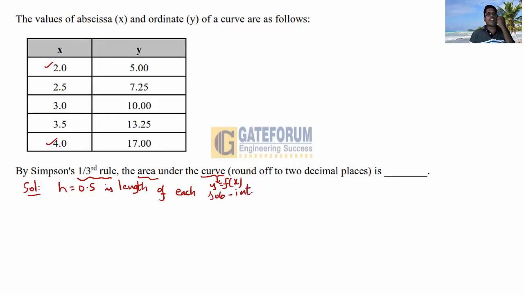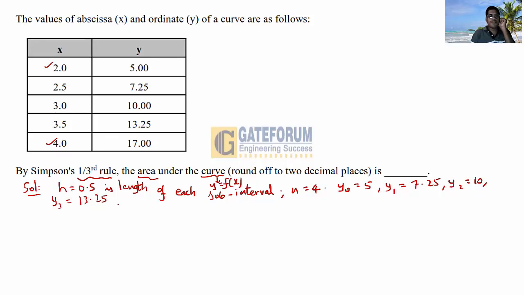For 5 data points given, 5 x values, the n value is 5 minus 1, that is 4, so n is equal to 4. Now y0 is 5, I can write 5.00 as 5. Similarly, y1 is 7.25, y2 is 10, y3 is 13.25, y4 is 17.